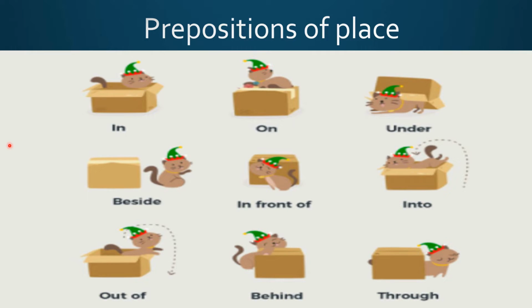For example, here we have prepositions of place. Can you see here? The kitten is located somewhere and we have to describe it with the preposition of place: in, inside, on, under, onto, in front of, beside, out of, behind and through. These are called prepositions of place.